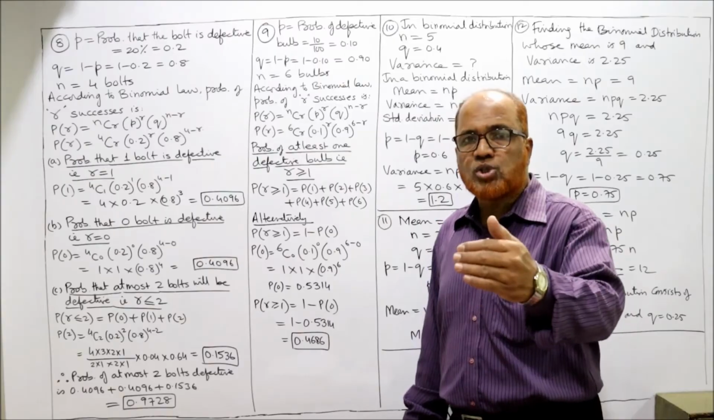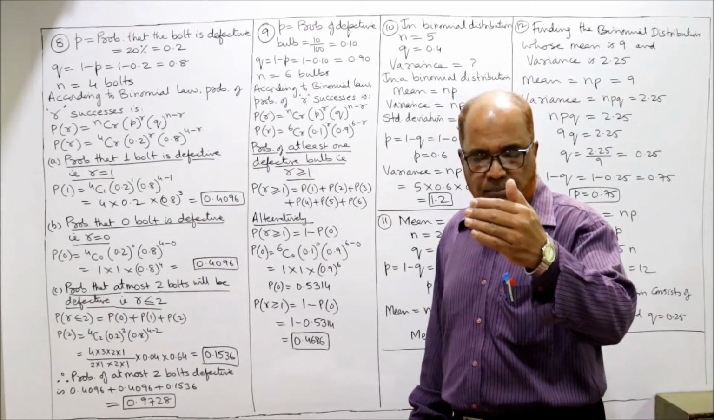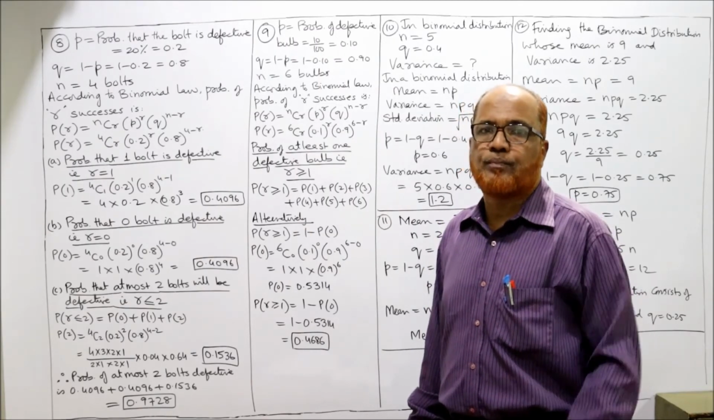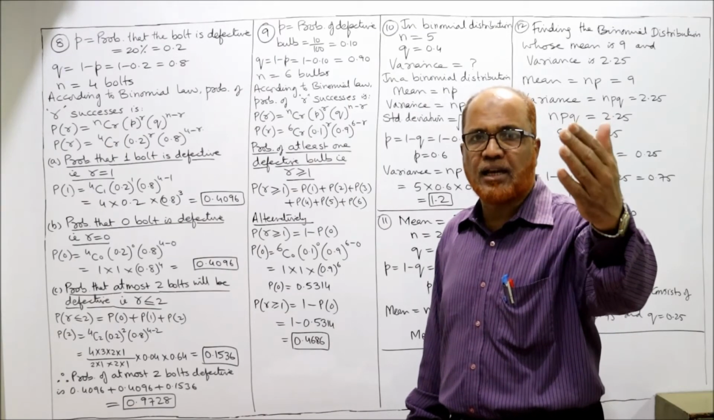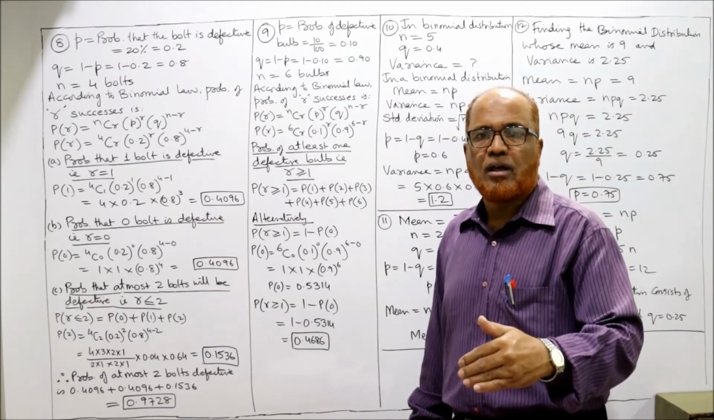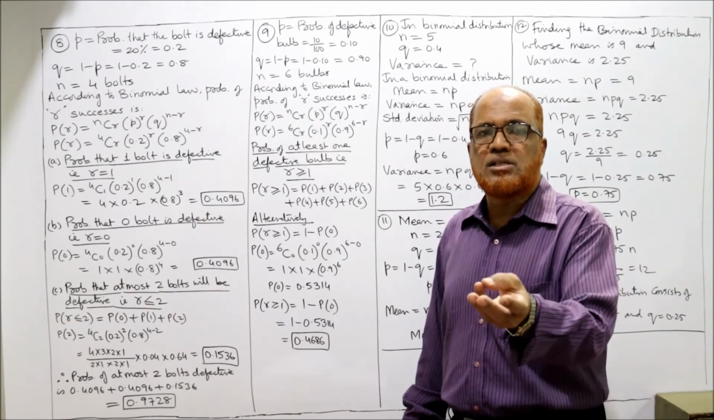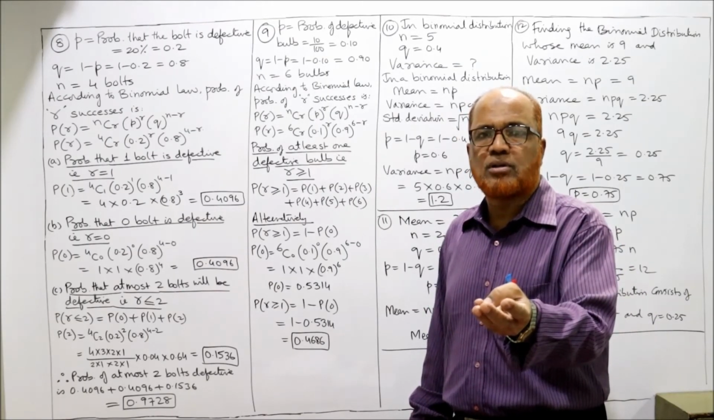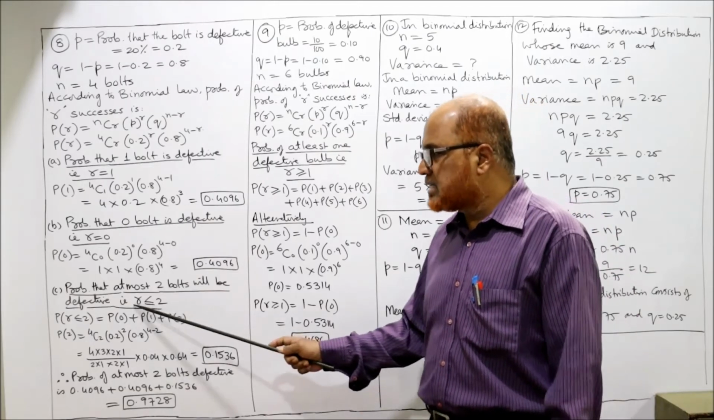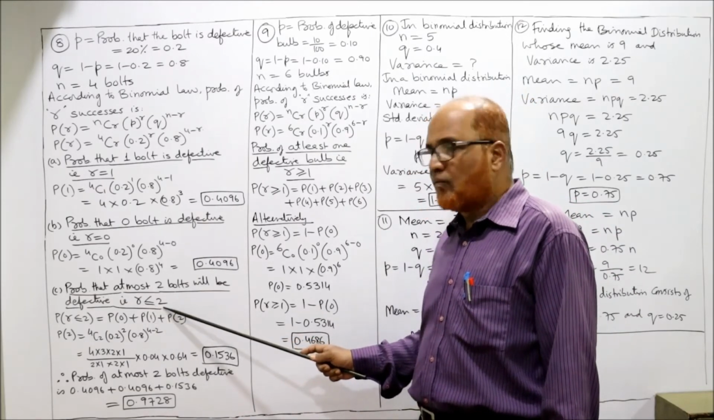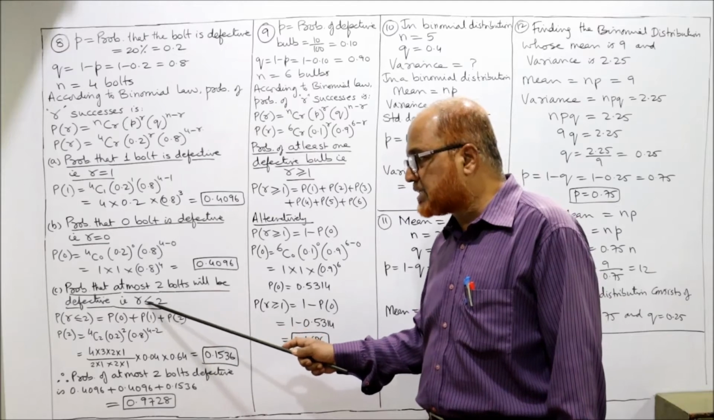So at most 2 means it comes 0, 1, 2. At most means maximum 2; it cannot be more than 2, it can be less than 2. So what will be less than 2? 0 defective bolt, 1 defective bolt, 2 defective bolt. Not more than 2. So R is less than equal to 2. When it is given at most, it means less than equal to.